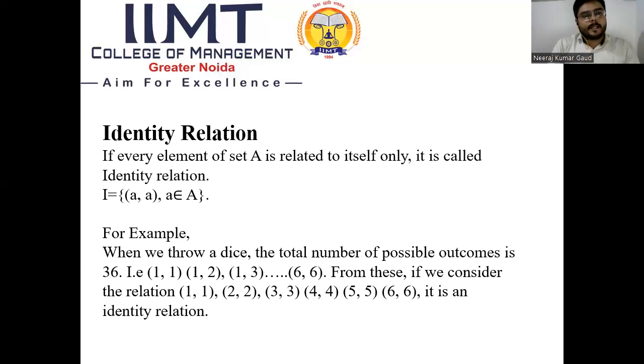Next is identity relation. If every element of set A is related to itself only, it is called an identity relation. That is, I equals {(a, a) such that a belongs to A}.